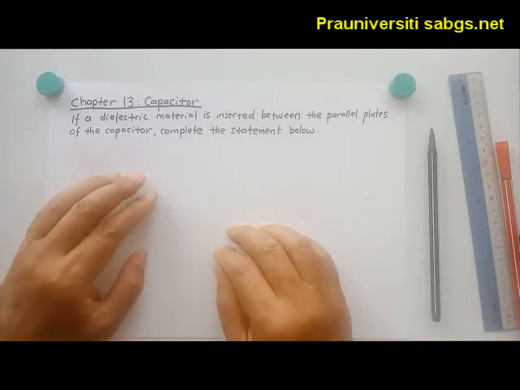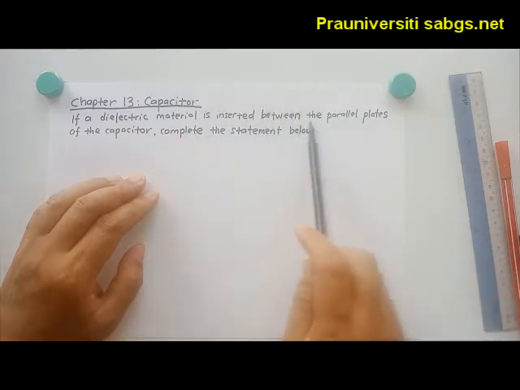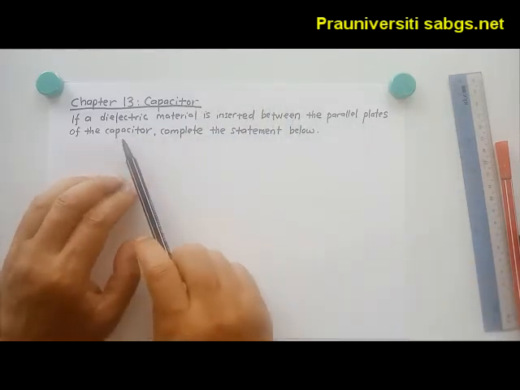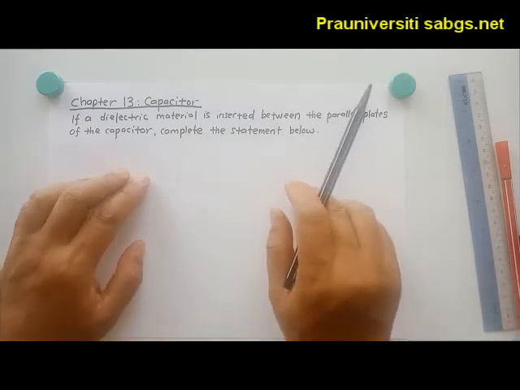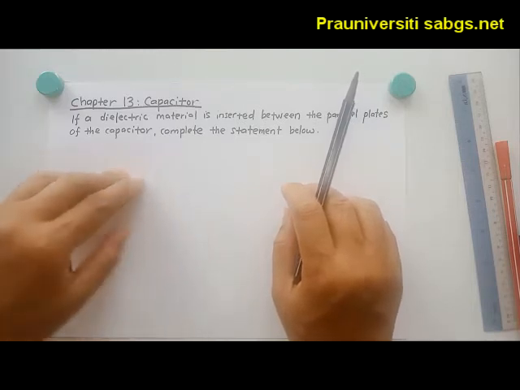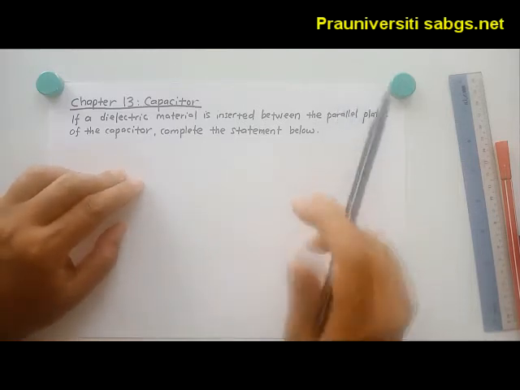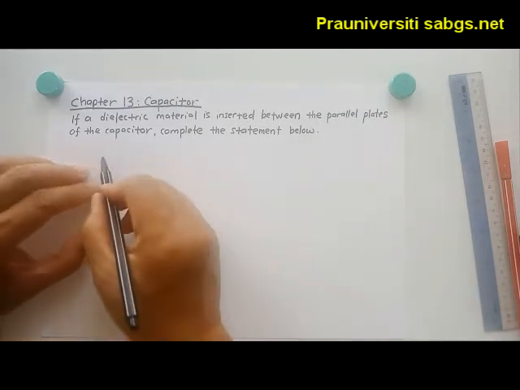So today we need to understand still in the capacitor. The question is, if a dielectric material is inserted between the parallel plates of the capacitor, complete the statement below. So we need to understand what happened to the capacitor if we put the dielectric material inserted between the parallel plates. Before I continue, I draw the diagram here.